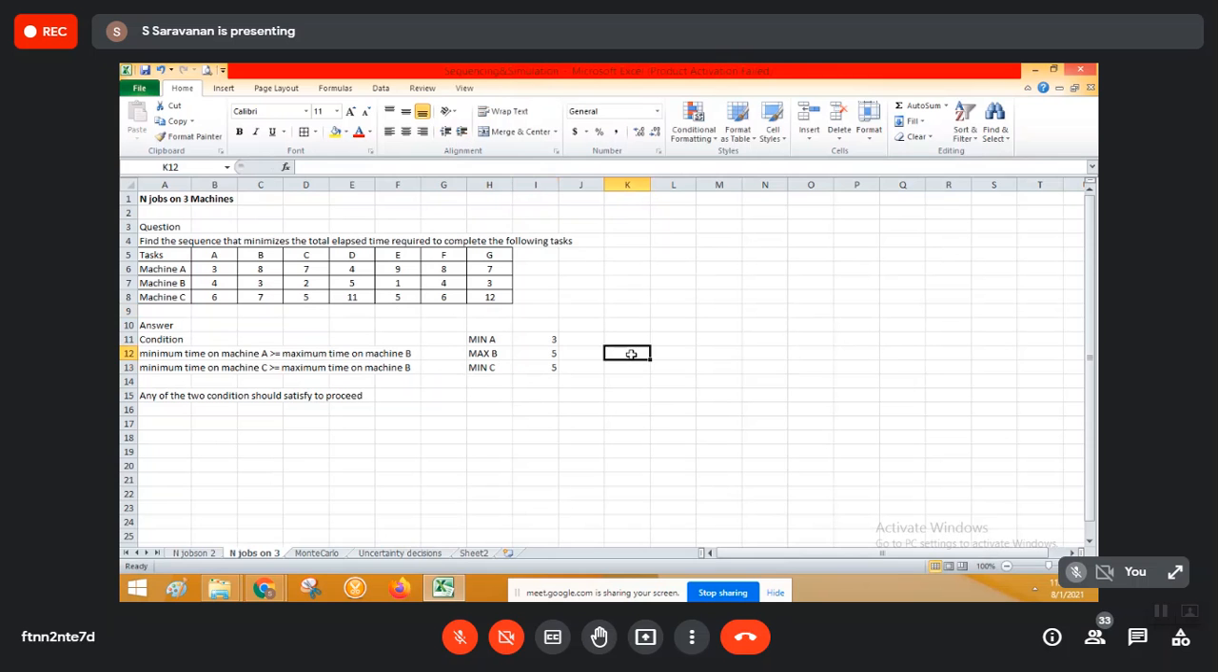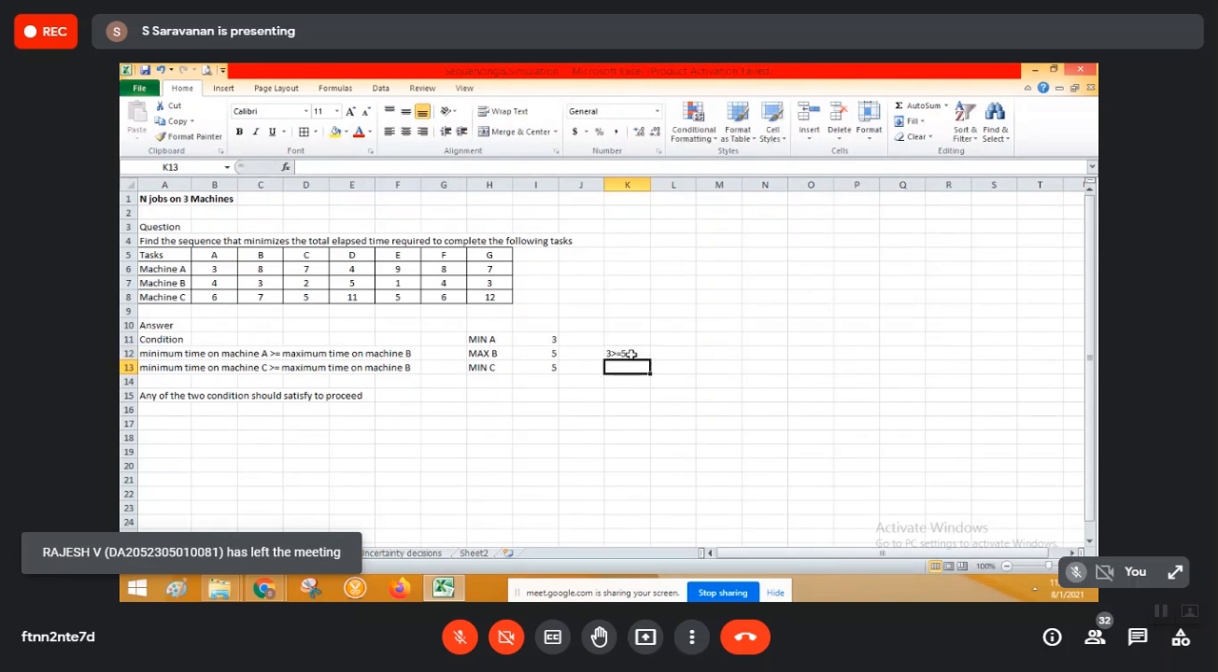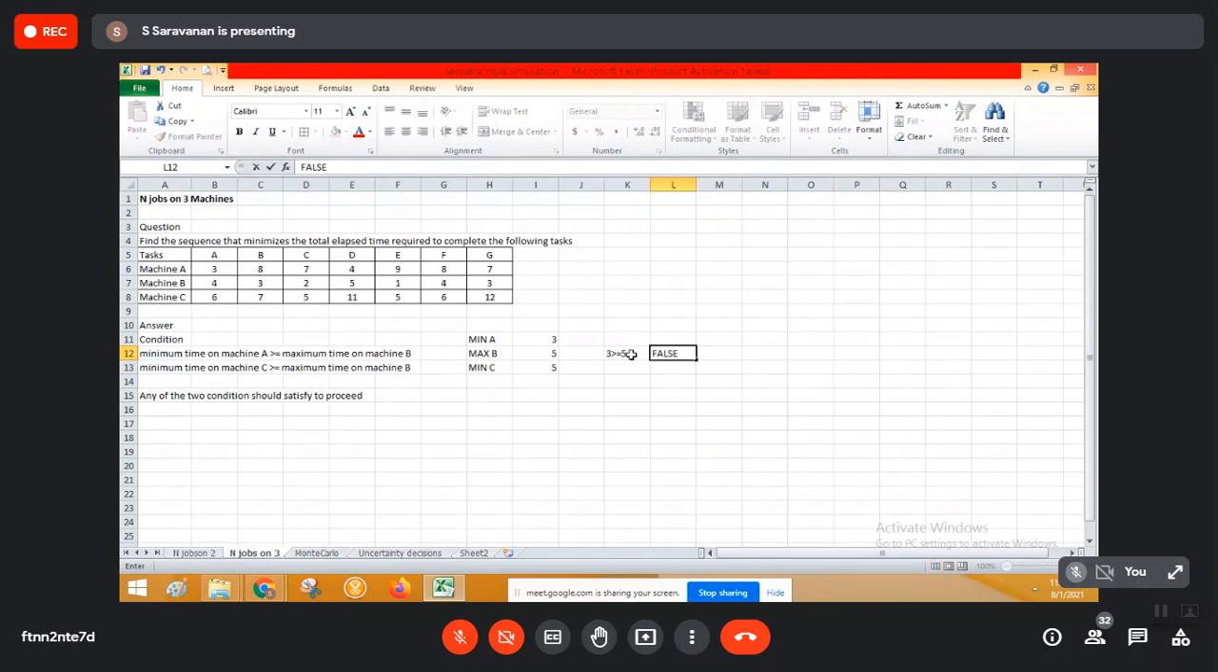Minimum of A is 3. It should be greater than or equal to maximum of B. What is maximum of B? 5. So the condition is false. The condition is not satisfying.